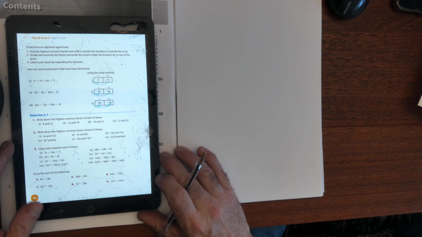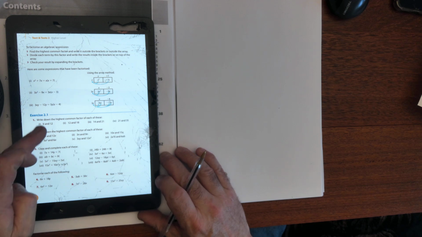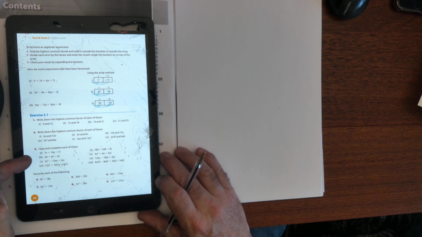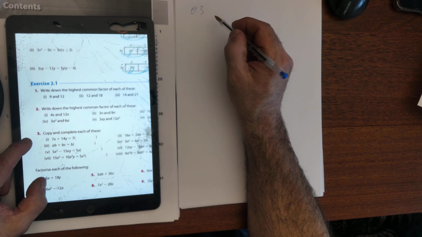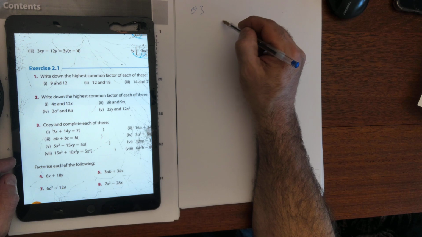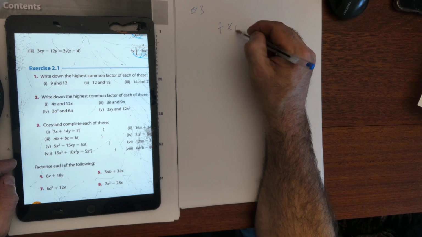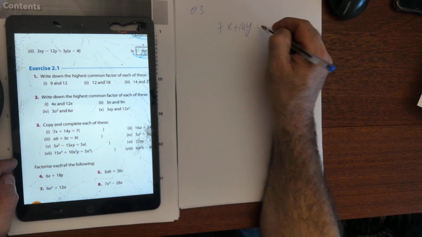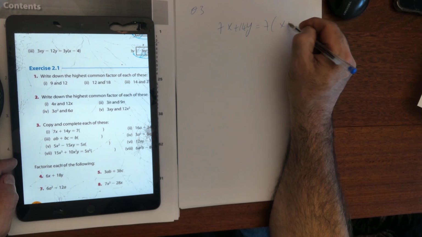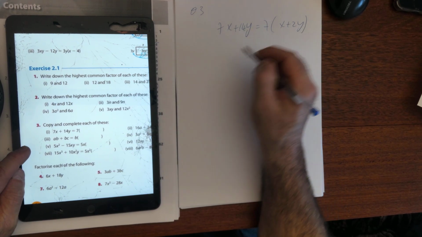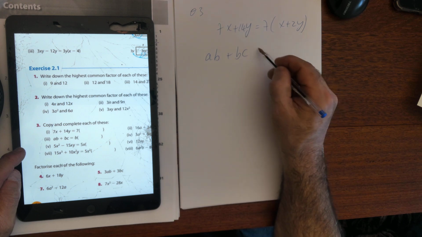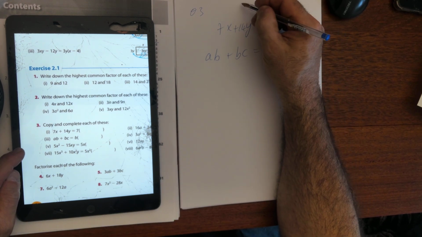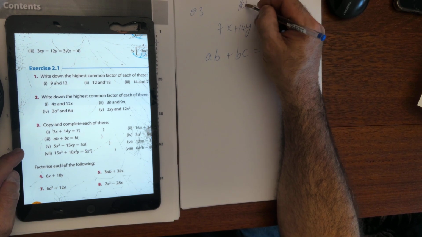We'll jump into the problem solving now. These are really preliminary skills, so we'll get straight down to question 3. We'll factorize 7x plus 14y, which will be 7 times x plus 2y. AB plus BC, looking here, the highest common factor is b.